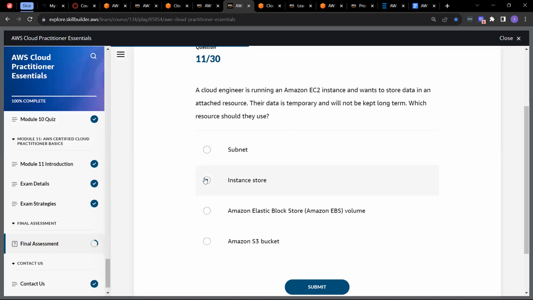Anybody who disagrees, and then we'll explain. Are you sure it's instance store? Yes, it's instance store. If it was long term, it would have been EBS. Right. Are you sure? If it's long term, it's EBS. No, S3 rather. Hey, no. Don't confuse. Long term is S3. But you can't attach an S3 bucket to an EC2 instance. EBS is the attached resource. And subnet there is out of context. So submit it.